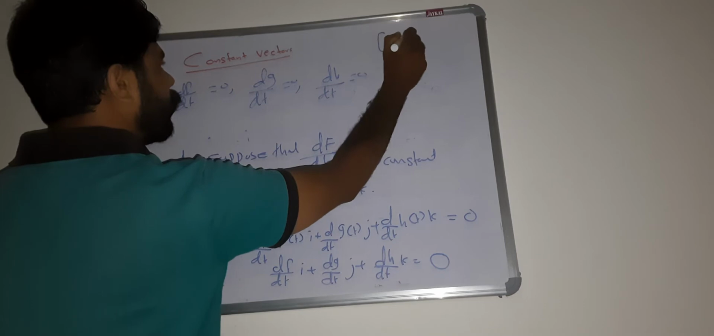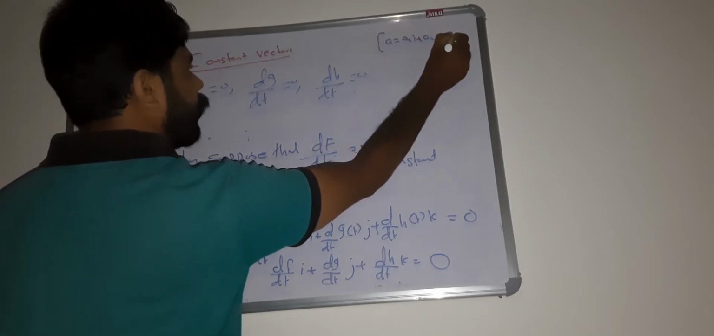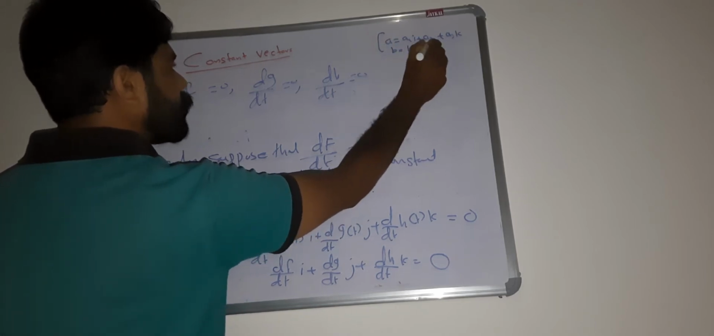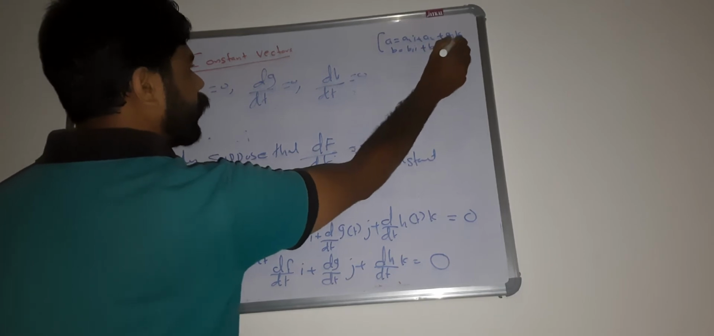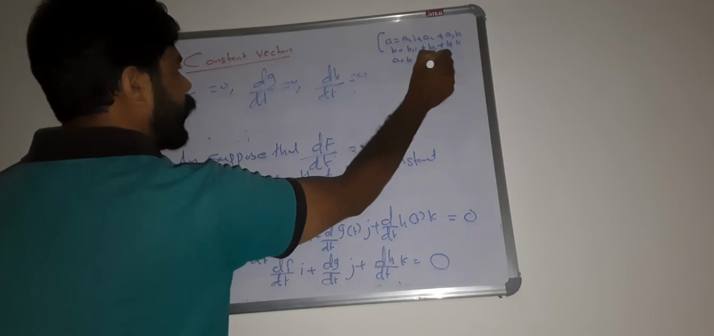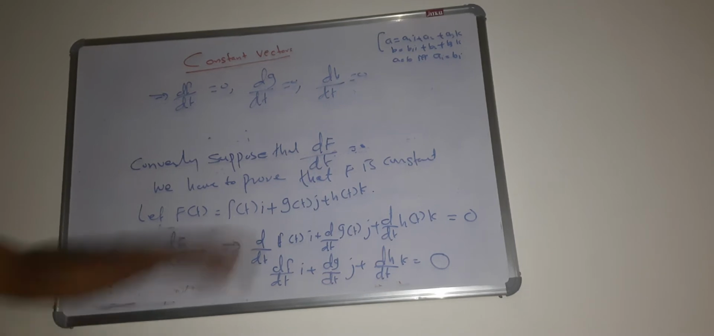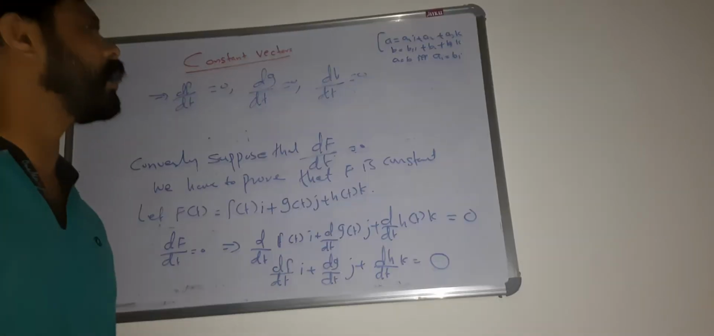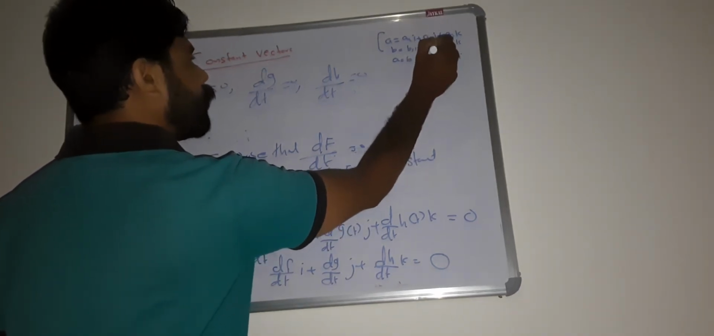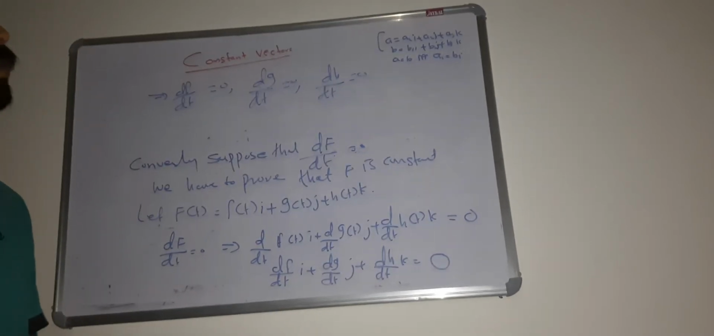a equal to a1i plus a2j plus a3k and b equal to b1i plus b2j plus b3k. Then a equal to b if and only if the corresponding components are equal. Then the vectors a equal to a1i plus a2j plus a3k, and similarly b equal to b1i plus b2j plus b3k.